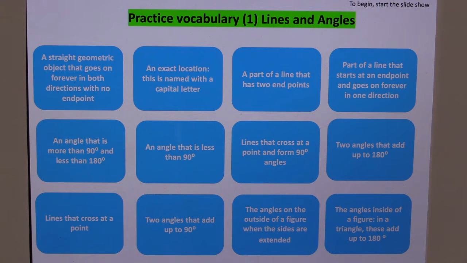Okay, so this is the third way to practice vocabulary. I have two sets. The first set is lines and angles. The second set is two-dimensional and three-dimensional shapes. And this is a PowerPoint template built in here.